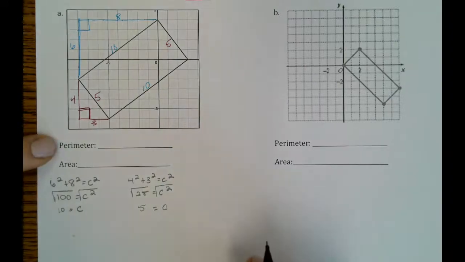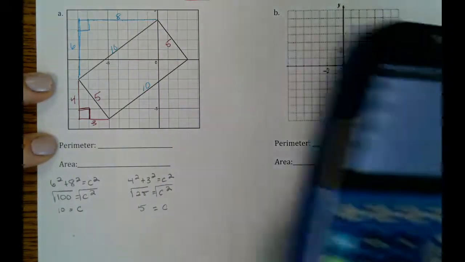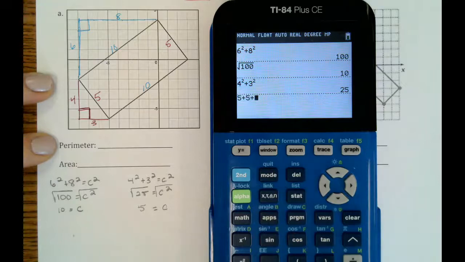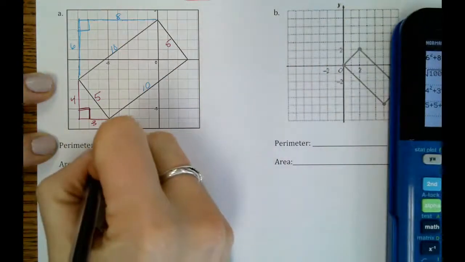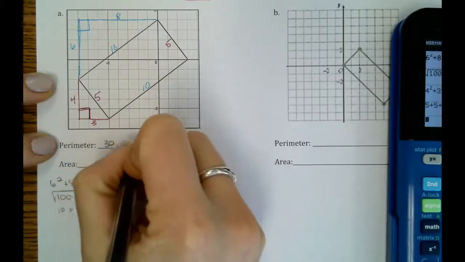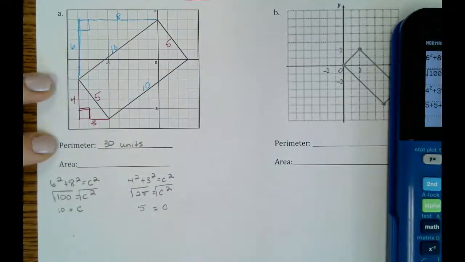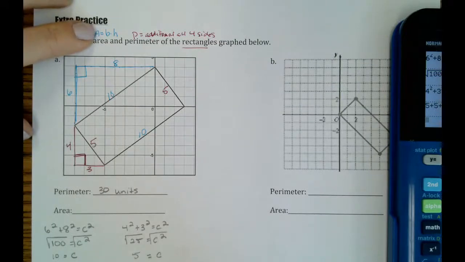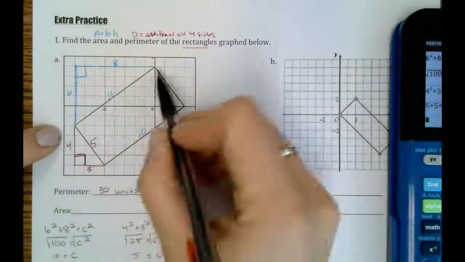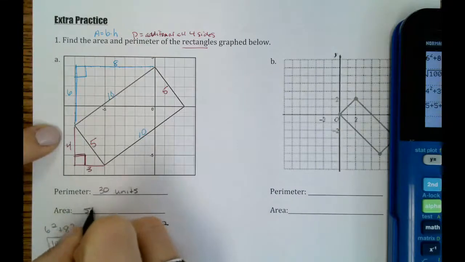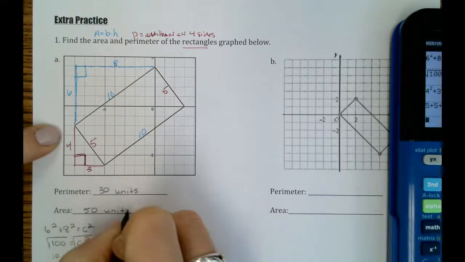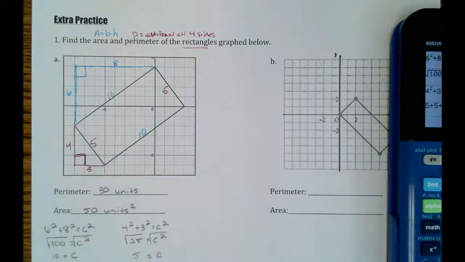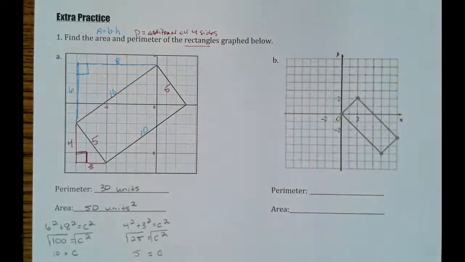Okay, so for our perimeter, we're going to add all of those sides up. So our perimeter is 30. And we're going to put units, since they didn't give us a unit of measurement. And then our area is, again, base times height. So if you remember base times height, so it'll be 5 times 10. 5 times 10 is 50. And so that'll be units squared since it's the area.